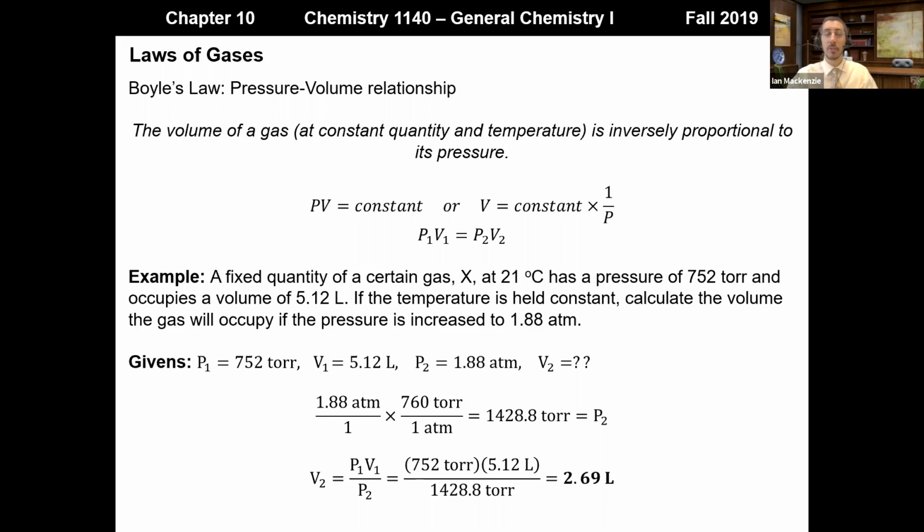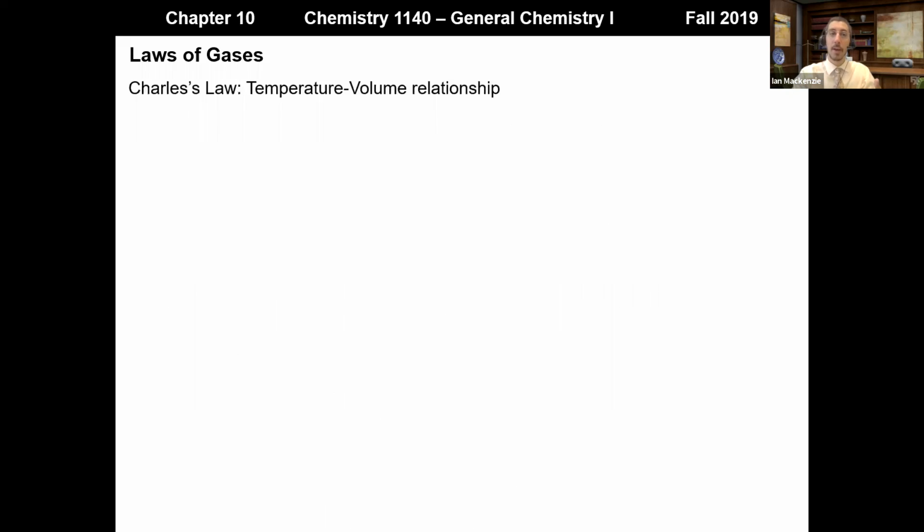Now, I'll notice that if I compare my pressure 2 in torr to my pressure 1 in torr, my pressure 2 is significantly greater, so my pressure has increased. So therefore, my volume must decrease. I started out at 5.12, and now I'm only at 2.69. So that's the relationship between pressure and volume. Then what about the relationship between temperature and volume?